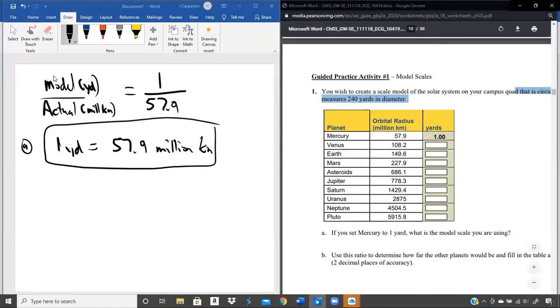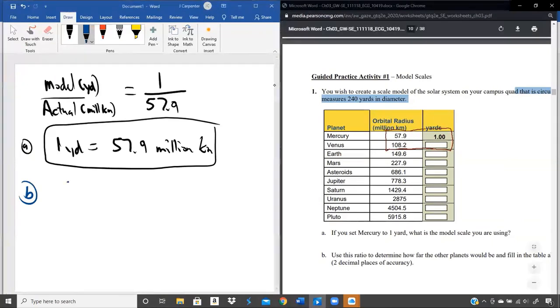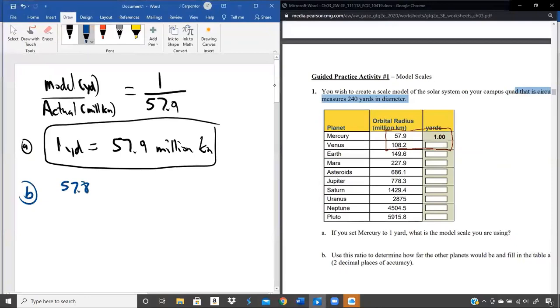All right, so we're in part B now. Let's actually do the math. So this is literally a proportion table. You can just do everything that way. So you can imagine yourself drawing your box around these four things. That's it. So we would go 57.9, not 8. I was looking at an 8, sorry about that, over 108.2 would be equal to 1 over x.